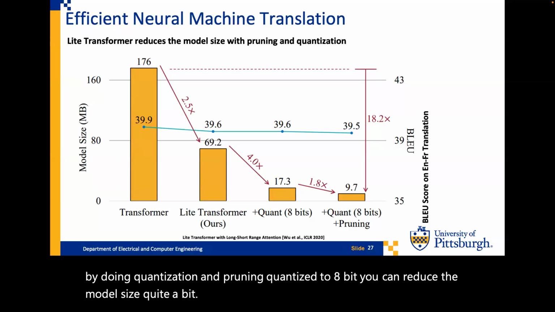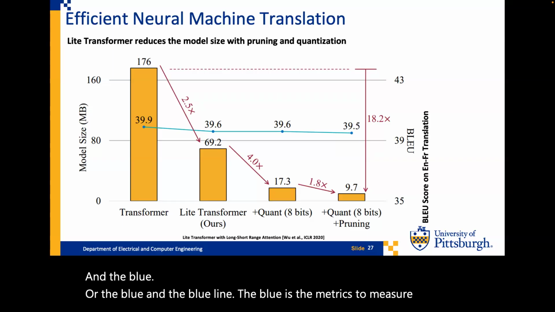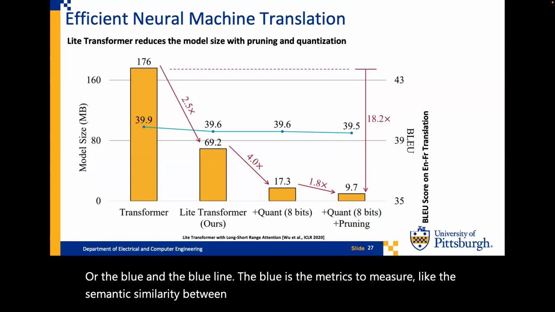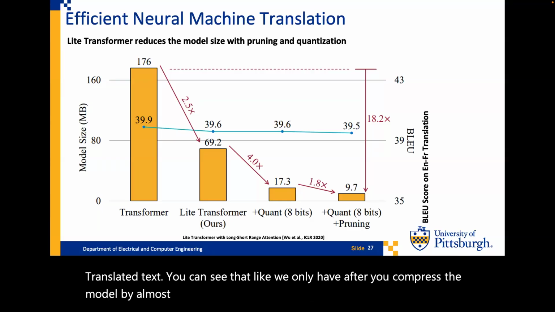And the blue line, the BLEU, is the metric to measure the semantic similarity between the original text and the translated text. You can see that after you compress the model by almost 20 times, you only have a very small drop in terms of the BLEU score.